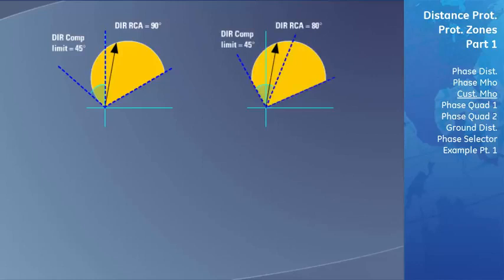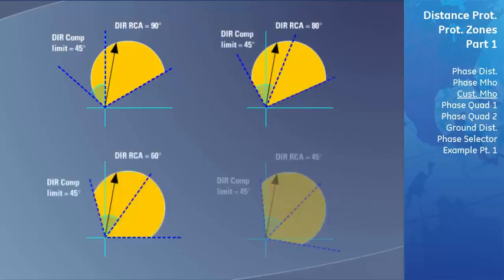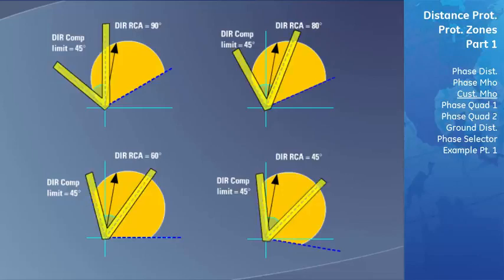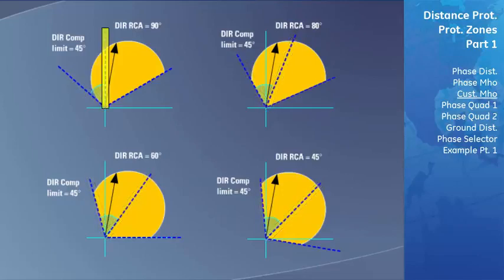By changing the Directional Reach Characteristic Angle, you can change which part of the Mho circle is being cut off. As seen here, the Directional Comparator Limit Angle does not change, but by changing the Directional Reach Characteristic Angle, you can drastically change how much resistive area is included in the Mho characteristic.